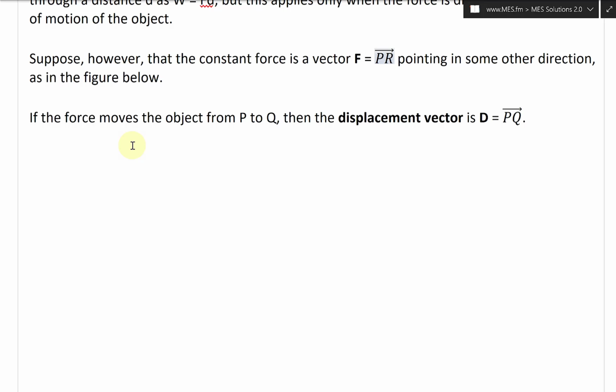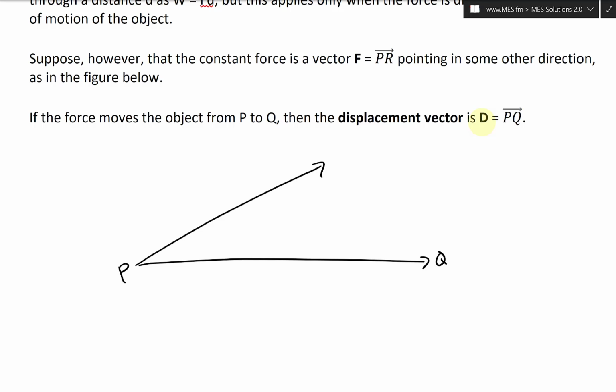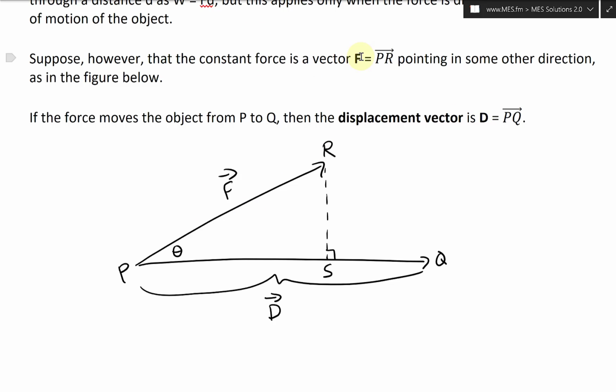So if the force moves the object from P to Q, then the displacement vector is D equals PQ. In other words, here's a displacement. It moves along this direction from P to Q, but the force is at some angle across there. This is the vector F, and this right here is the displacement vector D. And then I'll put a dashed line, perpendicular, and this is going to be our S. This is going to be our R, and then we're going to have our other angle like that. So this is the PR.